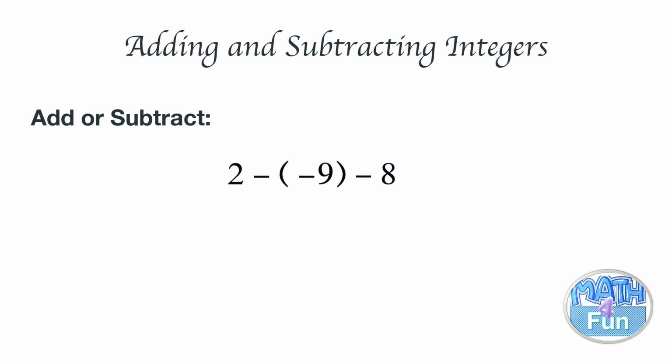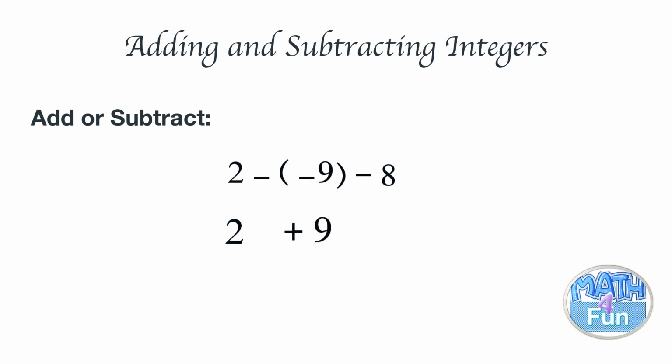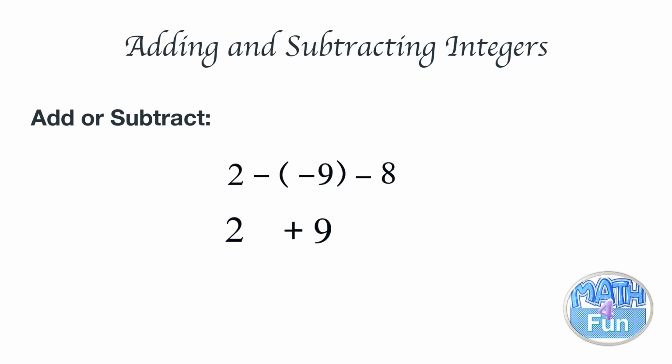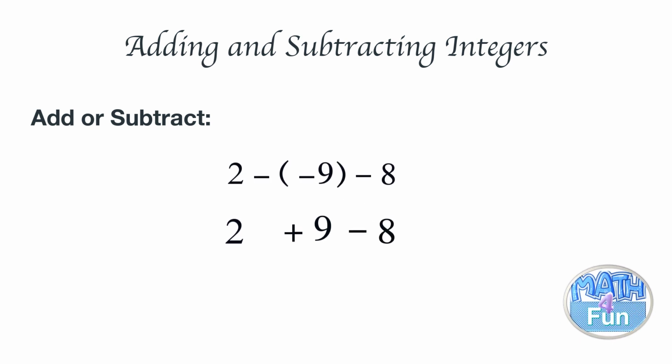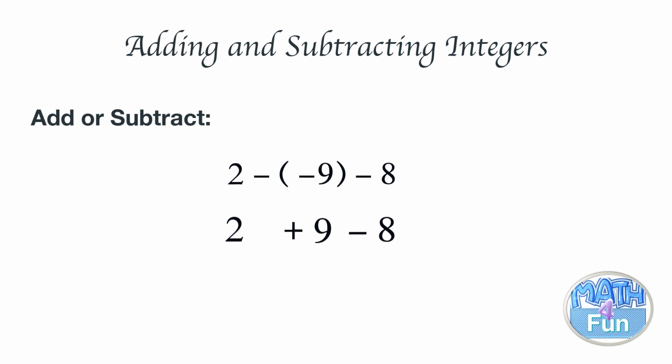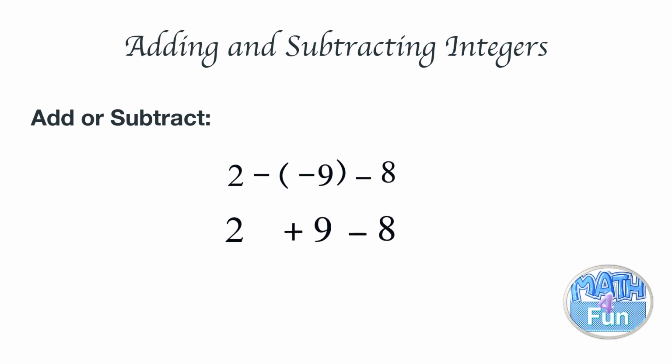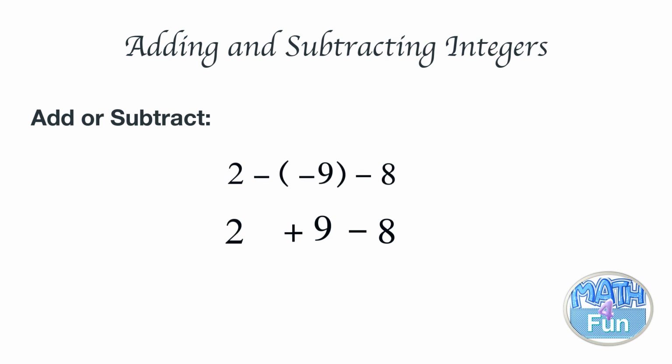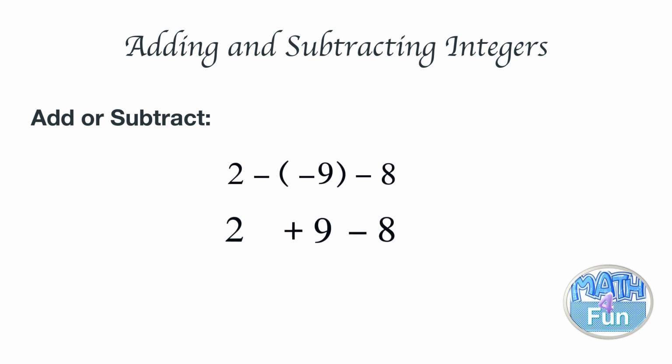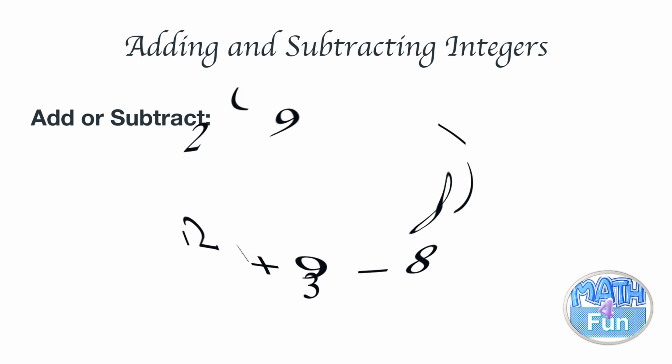Here we have 2 minus of minus 9 minus 8. What to do? We can do it in pairs. What do I mean? Here 2 we drop it. Now minus of minus 9 is plus 9. And as we did before, we can say the opposite of minus 9 is plus 9. And here we have minus 8. We do the first two numbers, 2 plus 9, which is 11. And here we have minus 8. And then we do the other one, which is 11 minus 8, which is 3. And that would be the final answer.